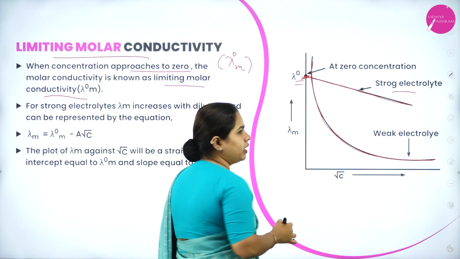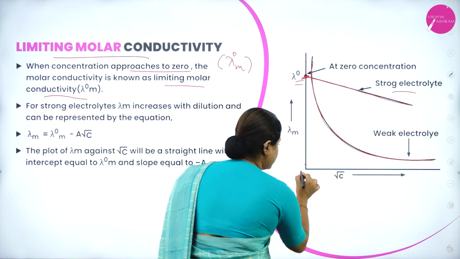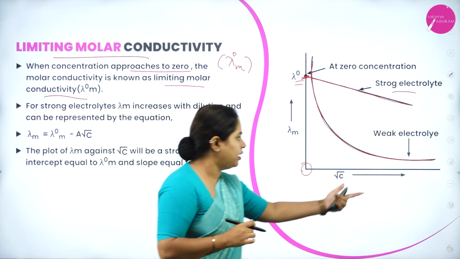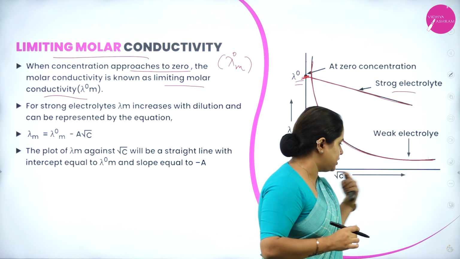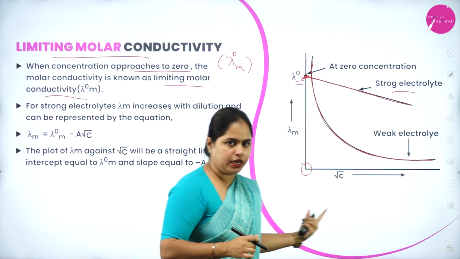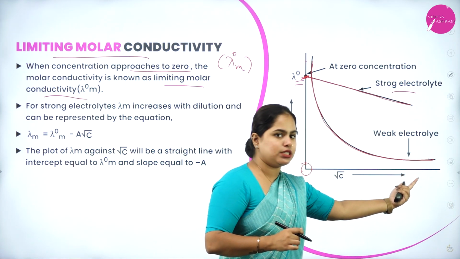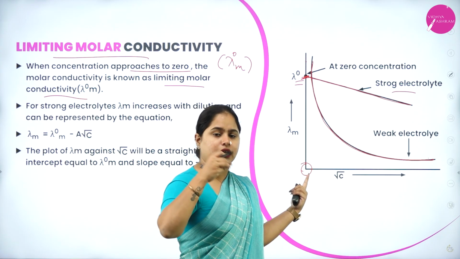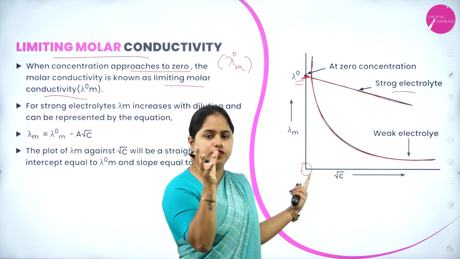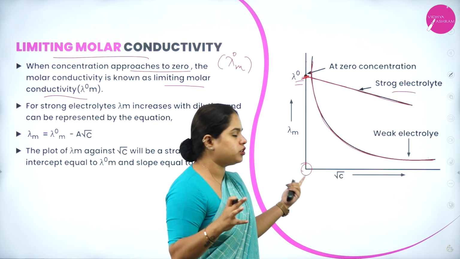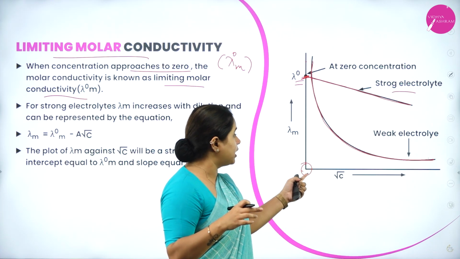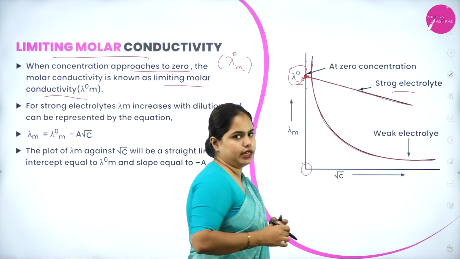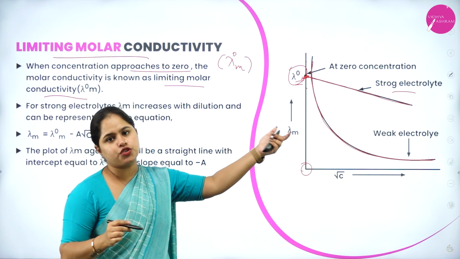This point is the molar conductivity wherein the concentration of the solution is approaching 0. When we are diluting the solution, this side is increase in concentration, this side will be decrease in concentration. So dilution is increasing, and finally we have added that much amount of water that the concentration of the electrolyte will be very negligible, it is almost equal to 0. Then the corresponding molar conductivity is called limiting molar conductivity, and we can calculate it for a strong electrolyte.